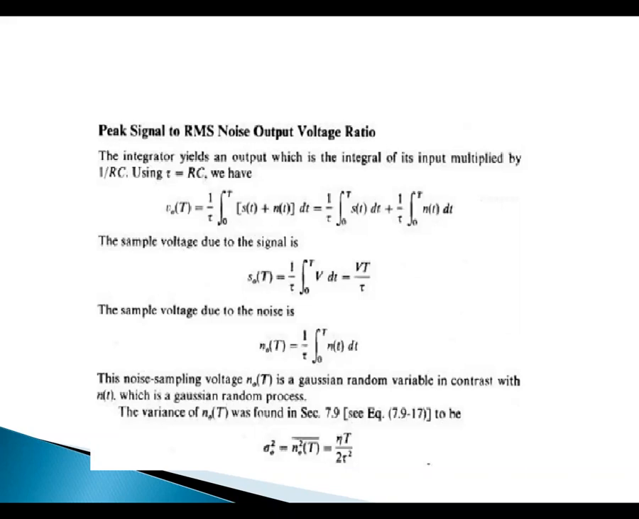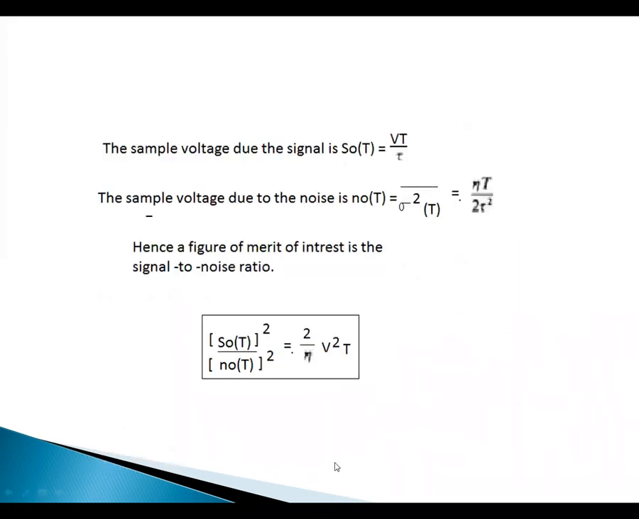Okay, in this concept, the noise power spectral density, the variance of the noise signal, sigma naught square, is called N naught of t whole square, that is eta t by 2 tau. Now S naught of t is V t by tau, and sigma naught square is eta t by 2 tau. Now there is a parameter to know, that is the signal to noise ratio, signal output by noise.